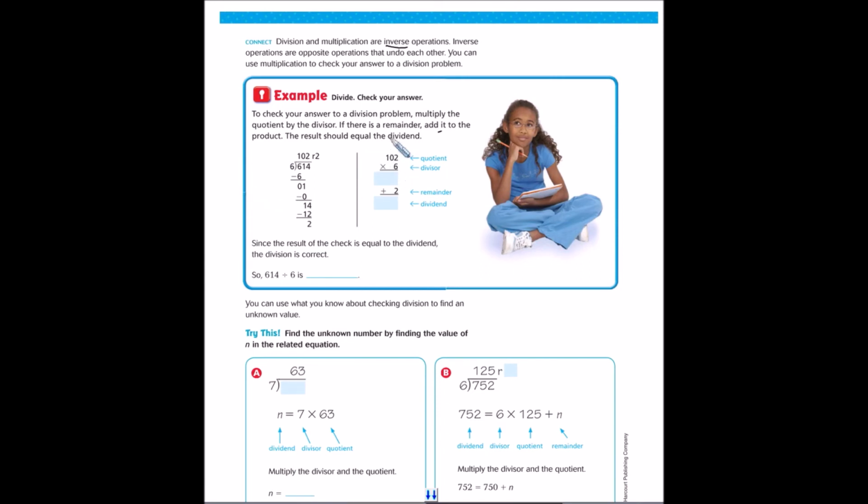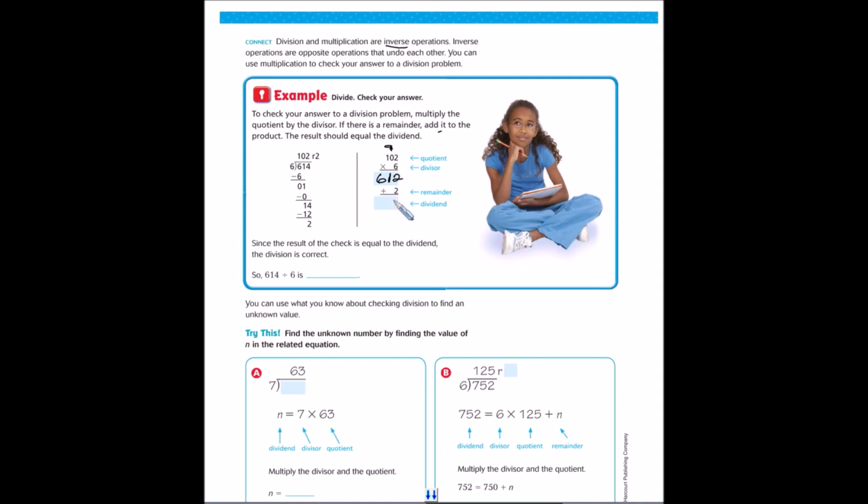Let's try that again. 6 times 2 is 12. Carry my 1. 6 times 0 is 0 plus 1 is 1. And 6 times 1 is 6. There we go. Okay. Now, I'm going to take my remainder and add it on to my quotient to see if I can find my dividend.